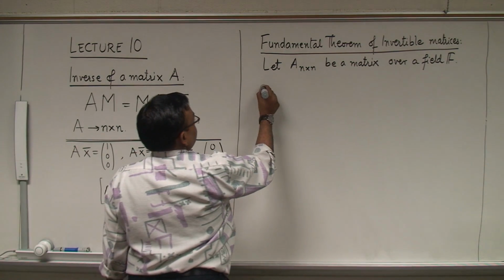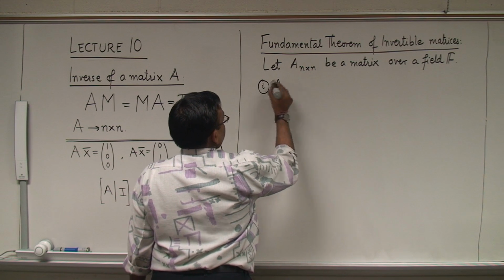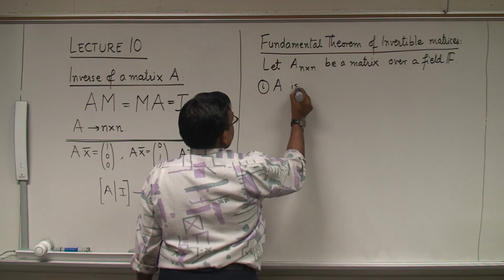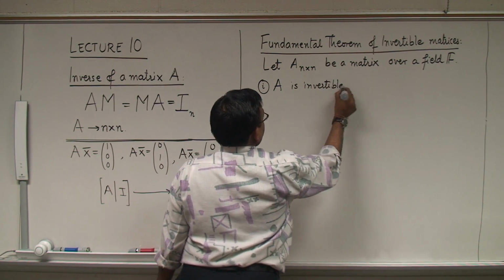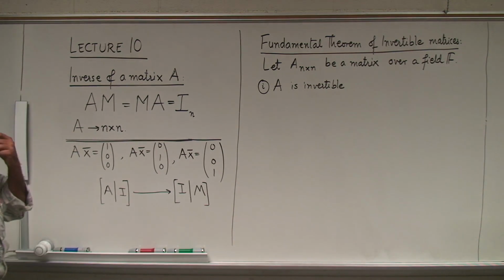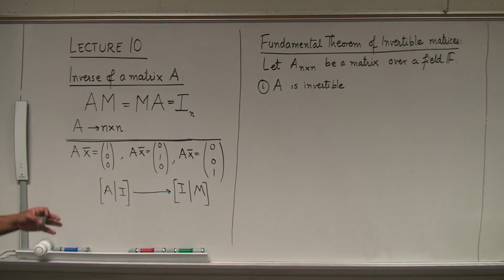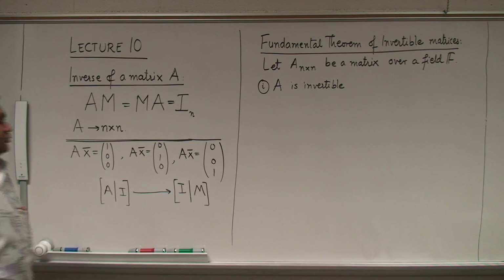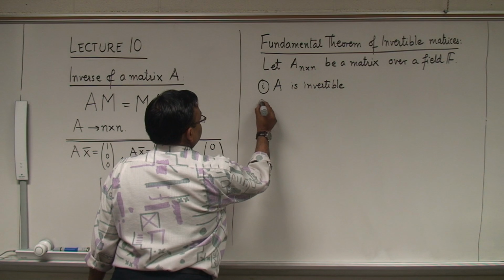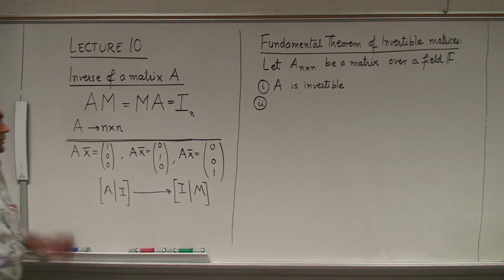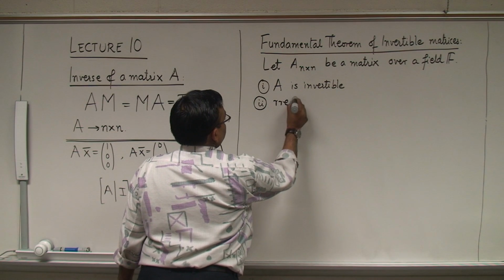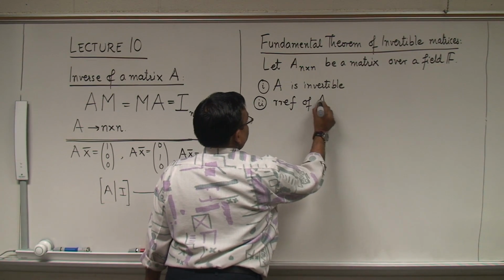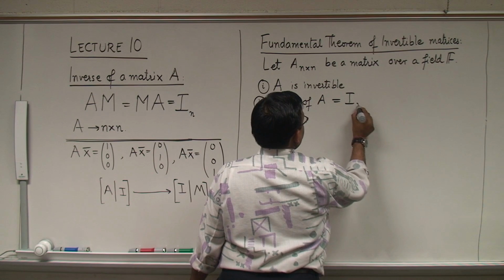Then all the statements that I'm going to write are equivalent. Now some of the statements I'm going to write will not make any sense today because we haven't seen those concepts. But for the sake of completeness, I'm going to put them in this list anyway. So A is invertible. It is equivalent to saying that the row reduced form of A is actually the identity matrix.